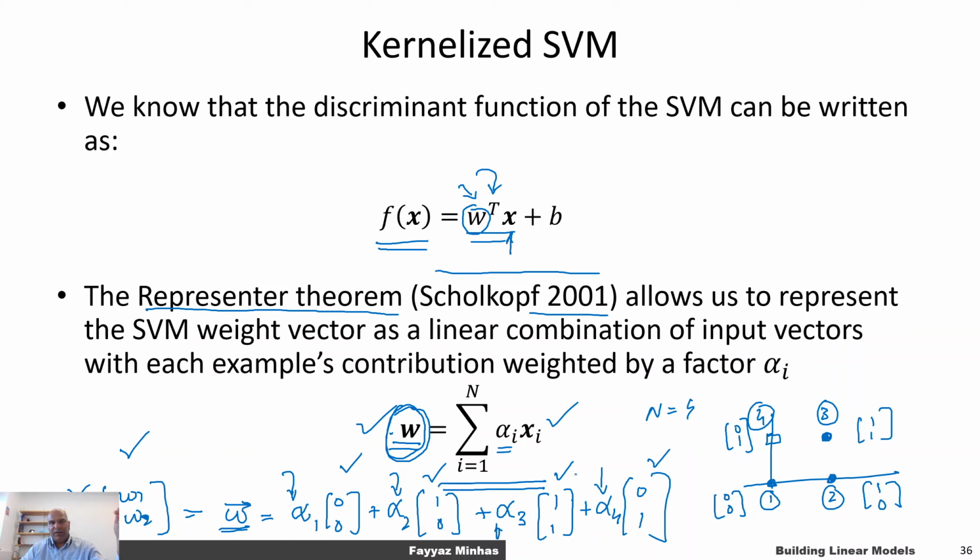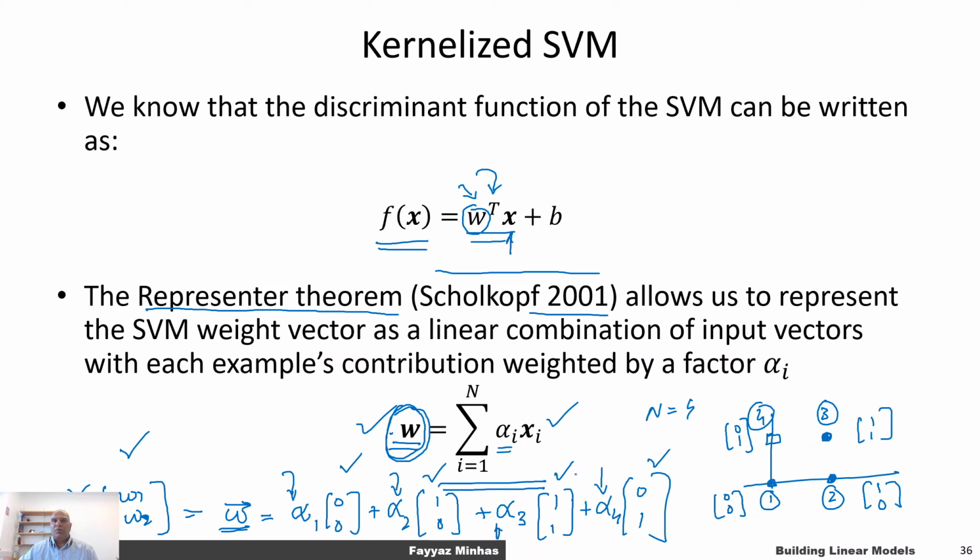Understanding this theorem is important in order to understand what we are going to do next. To put it simply, if you have a bunch of examples, the weight vector of the support vector machine can be expressed as a linear combination, with weights alpha, of those examples.